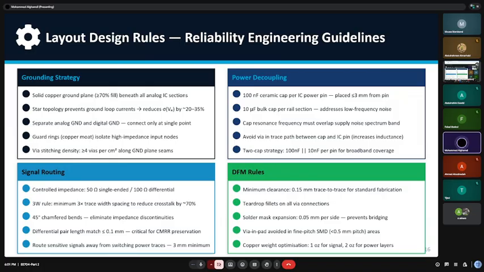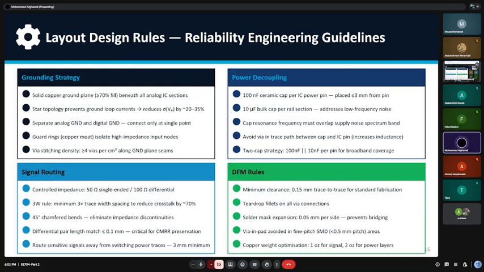We have a bunch of layout design rules that we can integrate with the reliability. For the grounding strategy: solid copper ground planes, mostly filled above 70%, beneath all analog IC sections. Star topology prevents ground loop currents and reduces the noise voltage by 20 to 35%. Separate analog ground and digital ground; we can join both of them only at a single point.